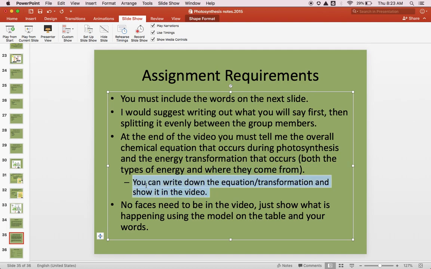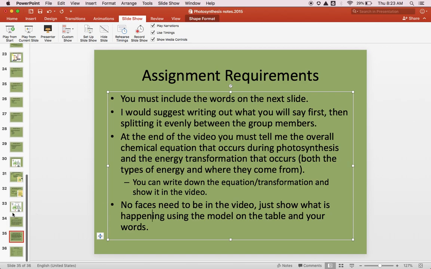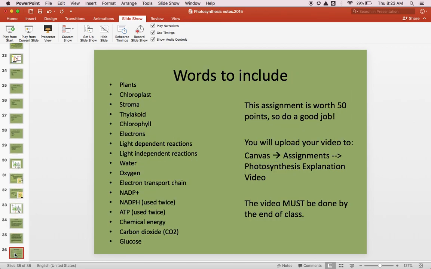If it helps, you can write down the equation and the transformation and then just pan over it in the video. And like I said before, no faces need to be in the video. Just show what is happening using the model on your table and your words. Okay, so here's a list of the words that you must include. So make sure when you guys write out your script before you start that you check off these words as you go. Make sure you have them.